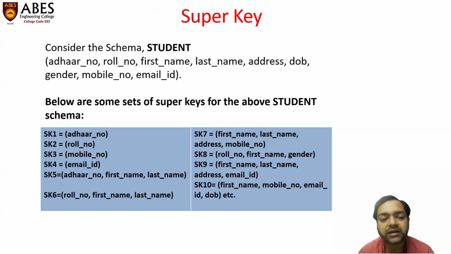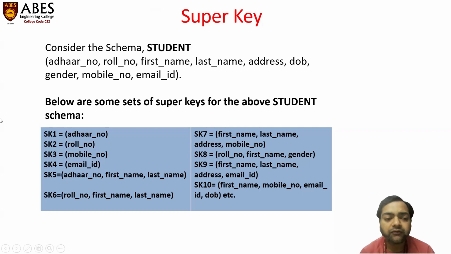Can we take an address individually as a super key? No, because it is possible that two students will have the same address. Can we take date of birth as a super key? No. Again, two students can have the same date of birth. So in this case, how will we identify a particular super key in a relation? We'll identify that particular attribute that can have unique or different values for every student schema, right?